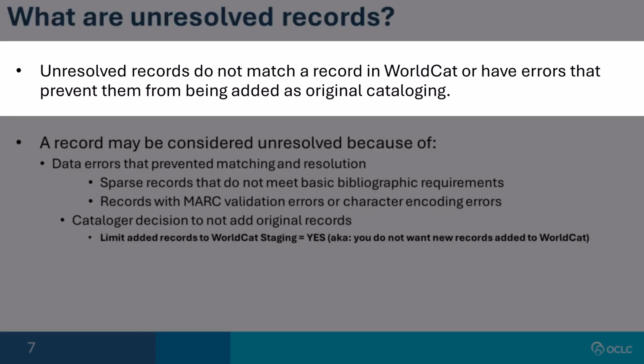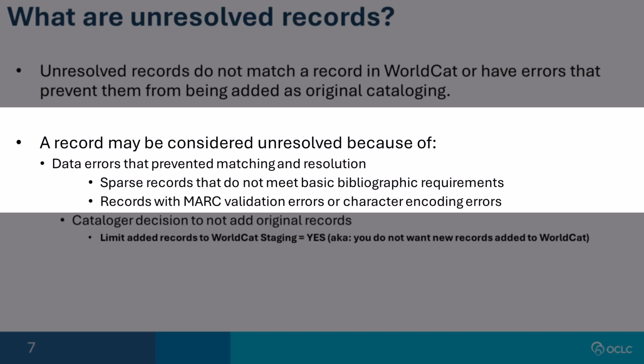A record is considered unresolved when a matching WorldCat record is not identified or the record has errors that prevent them from being added as original cataloging. This can be due to legitimate differences in cataloging practice, data errors that prevented the matching algorithm from identifying a matching WorldCat record, or a matching record does not exist in WorldCat.